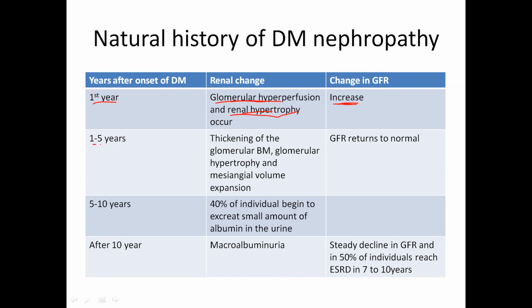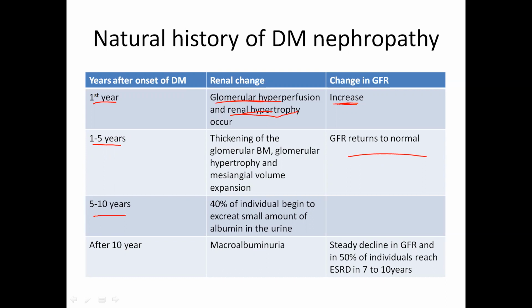So within the first to 5 years after onset of DM, there is thickening of glomerular basement membrane, glomerular hypertrophy, and mesangial volume expansion, and the GFR returns to normal.